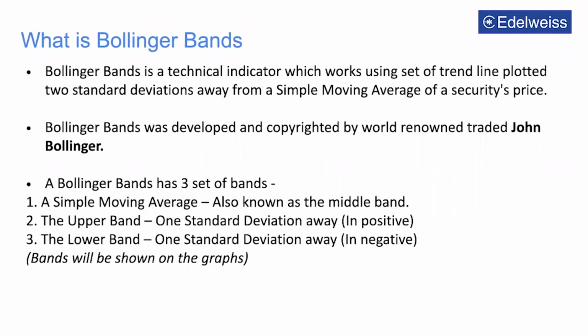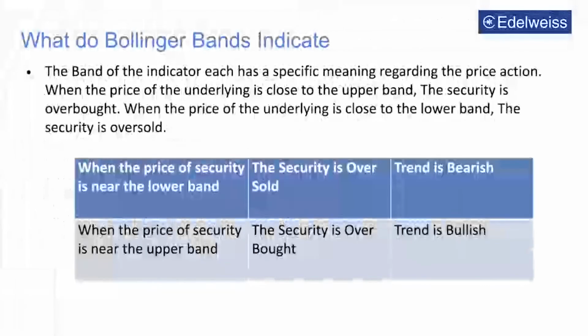It was developed and copyrighted by world-renowned trader John Bollinger, where it gets its name from. So Bollinger Bands has three sets of bands: the simple moving average, also known as the middle band; the upper band, which is one standard deviation away on the positive side; and the lower band, which is one standard deviation away on the negative side. So we'll move on to the chart first.